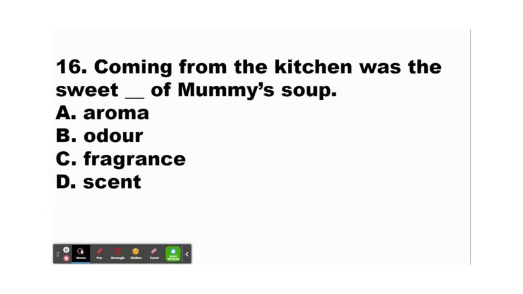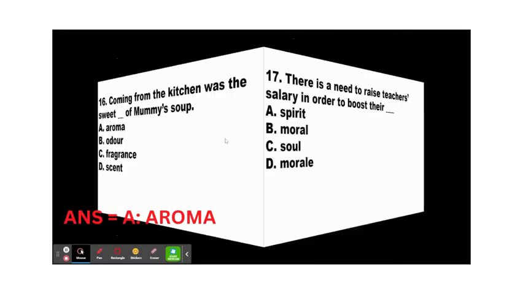Number 16, coming from the kitchen was the sweet dash of mommy's soup. A, aroma, B, odor, C, fragrance, D, scent. The correct option is A. When describing the kind of smell you get from soup, you talk of aroma. Odor is a negative smell. Fragrance can be used when talking about maybe trees or flowers and so on. So the correct option is aroma. Coming from the kitchen was the sweet aroma of mommy's soup.